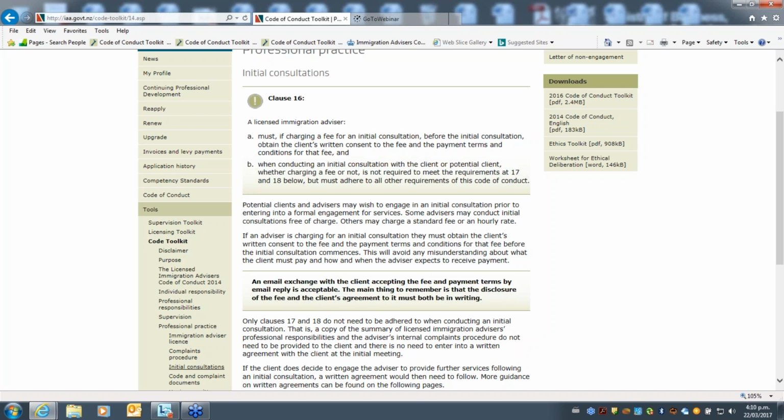Some advisors, as I've said, don't charge for that initial consultation and then all the fee is wrapped up when they enter into a written agreement. But if you are charging for that initial consultation, you need to have agreement to that fee in advance.